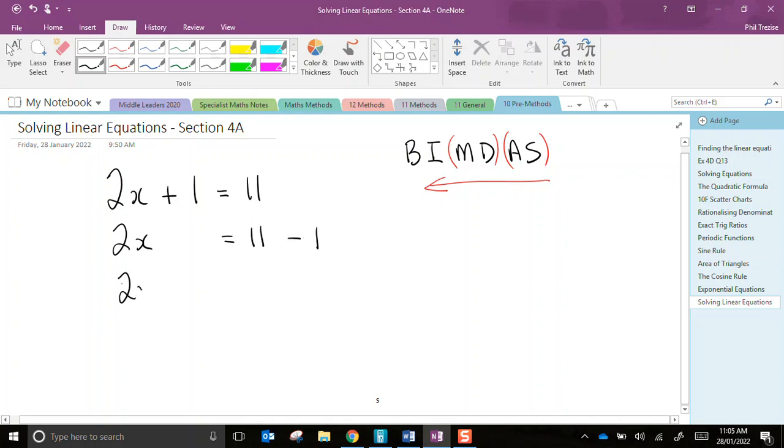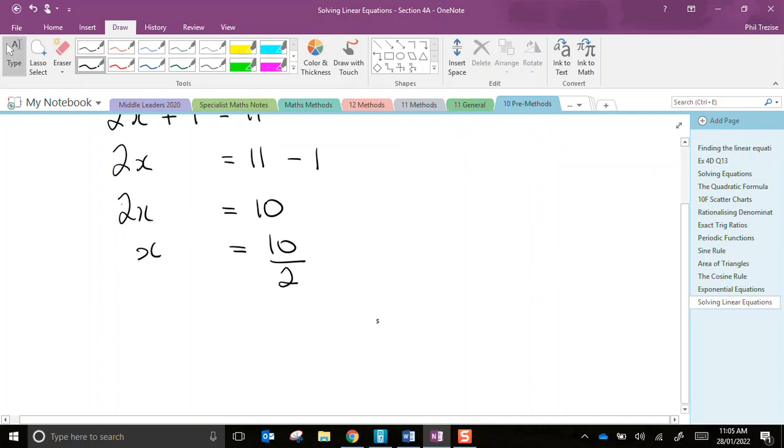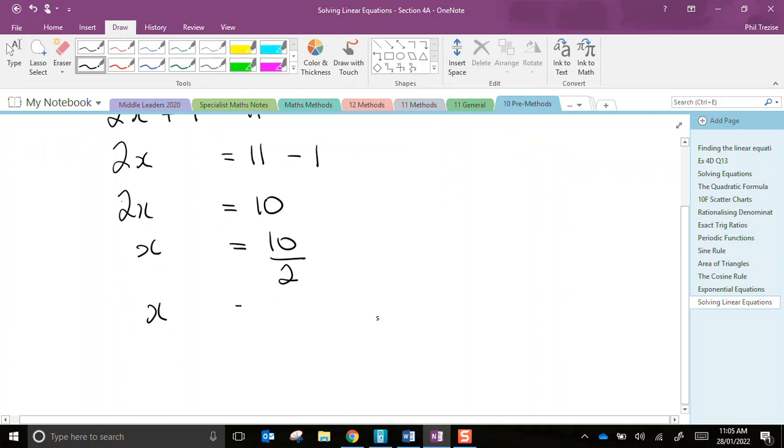Now 2x would equal 10. Now that there are no additions or subtractions, I can move to the multiplication. The opposite of multiply by 2 is to divide by 2. And so we get x = 5.